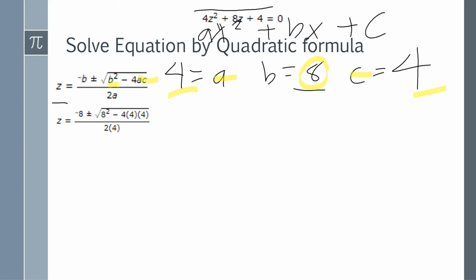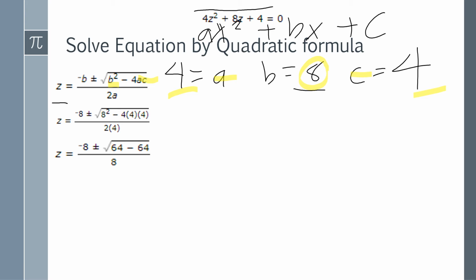Now, the graphs you have seen, they give you two answers because the curve of the graph has two intercepts. Remember, quadratic functions normally have two intercepts, meaning two zeros or two answers. So let's finish up.